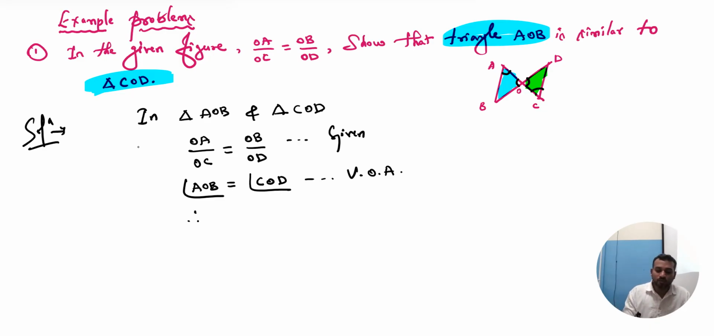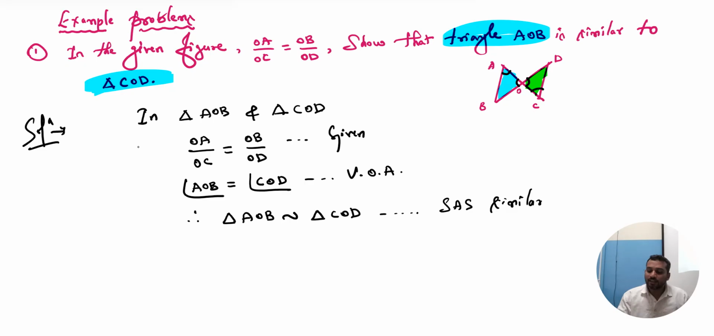So shall I write now like this? Therefore, triangle AOB is similar to triangle COD. How can you say they are similar? By using SAS similarity criteria. According to SAS similarity criteria, if side angle side of the first triangle is equal to side angle side of the second triangle, then directly we can say that the triangles are similar.